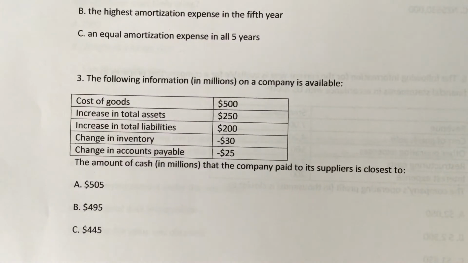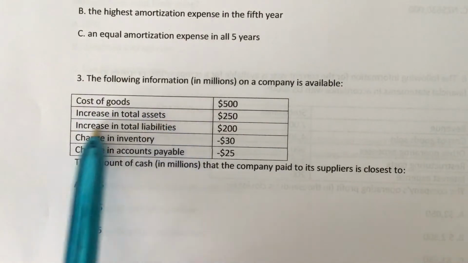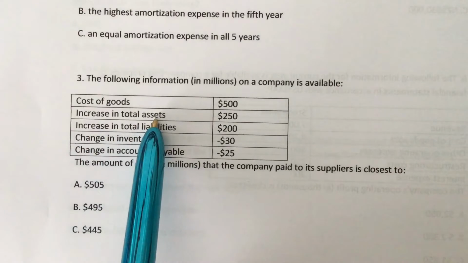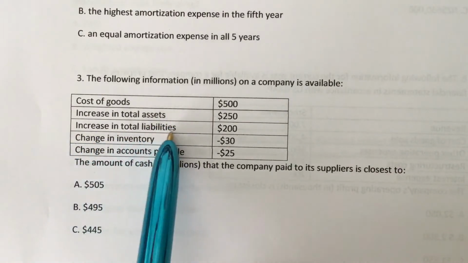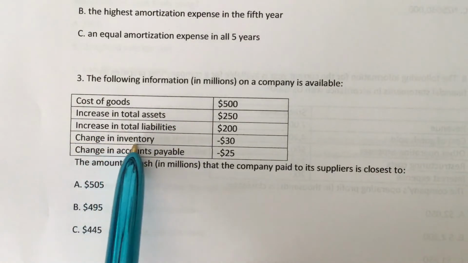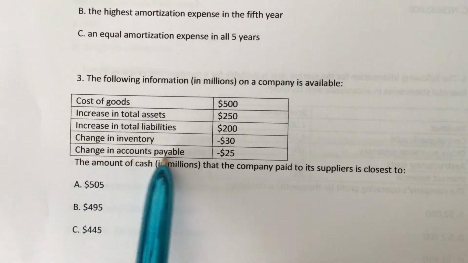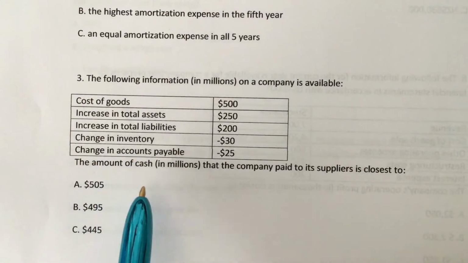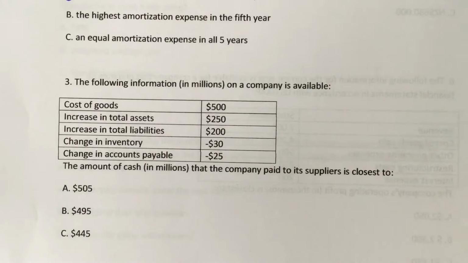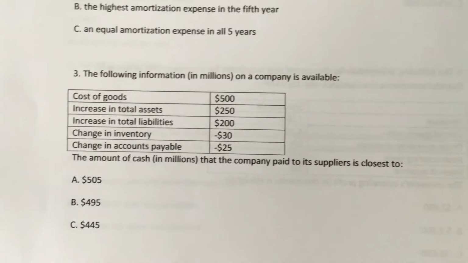Question 3. The following information on a company is available. We have cost of goods, increase in total assets, increase in total liabilities, change in inventory, change in accounts payable. The amount of cash that the company paid to its suppliers is closest to.